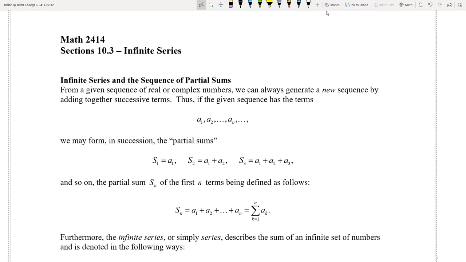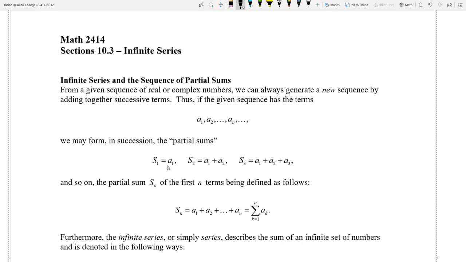The next step that we take after infinite sequences will be called infinite series. So from a sequence, we're going to be able to generate a new sequence by just adding the successive terms together. So if we have a sequence, A1, A2, all the way up, we can start making what we call partial sums.